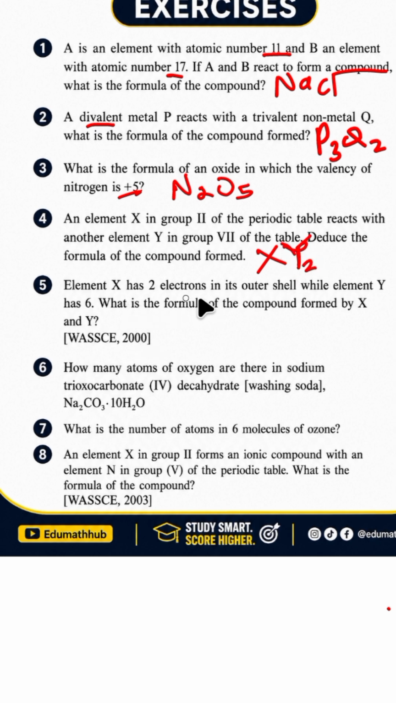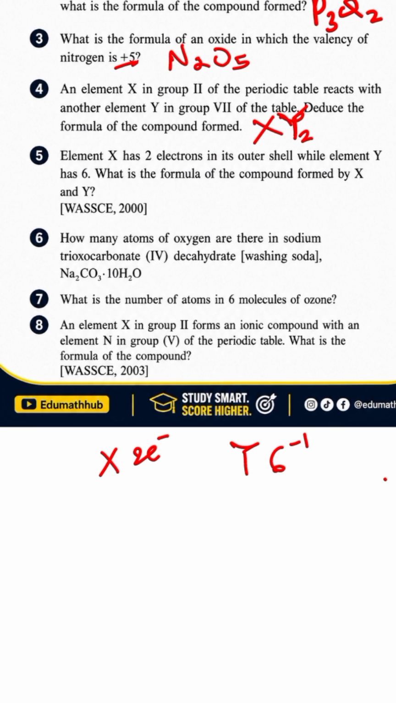Element X has 2 electrons in its outermost shell. Element Y has 6 electrons in its outermost shell. What's the formula of the compound formed between X and Y? So X has 2 electrons in its outermost shell. Y has 6 electrons in its outermost shell. So take note of what I just discussed. This one has 6 electrons in its outermost shell. That means it's in group 6. This one has 2 electrons in its outermost shell. That means it's in group 2.